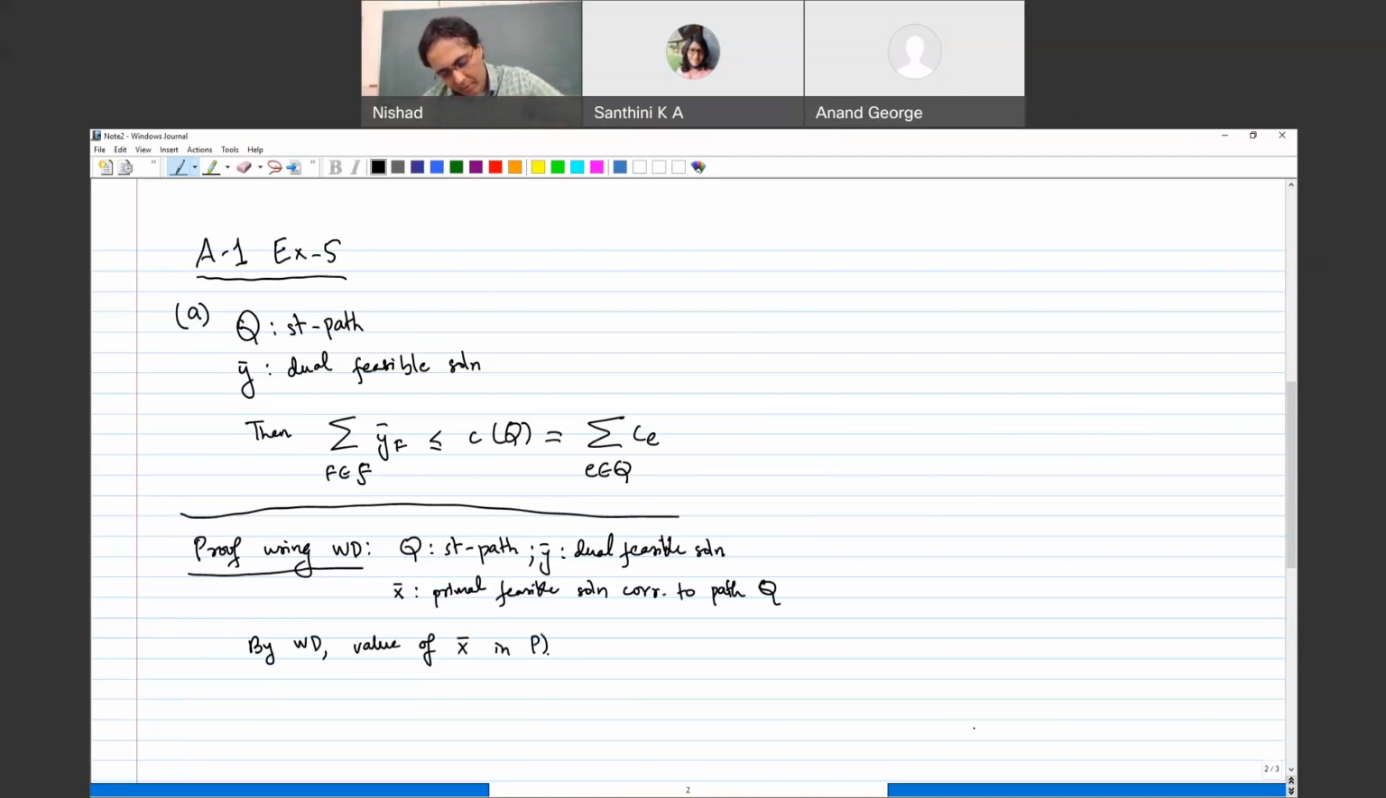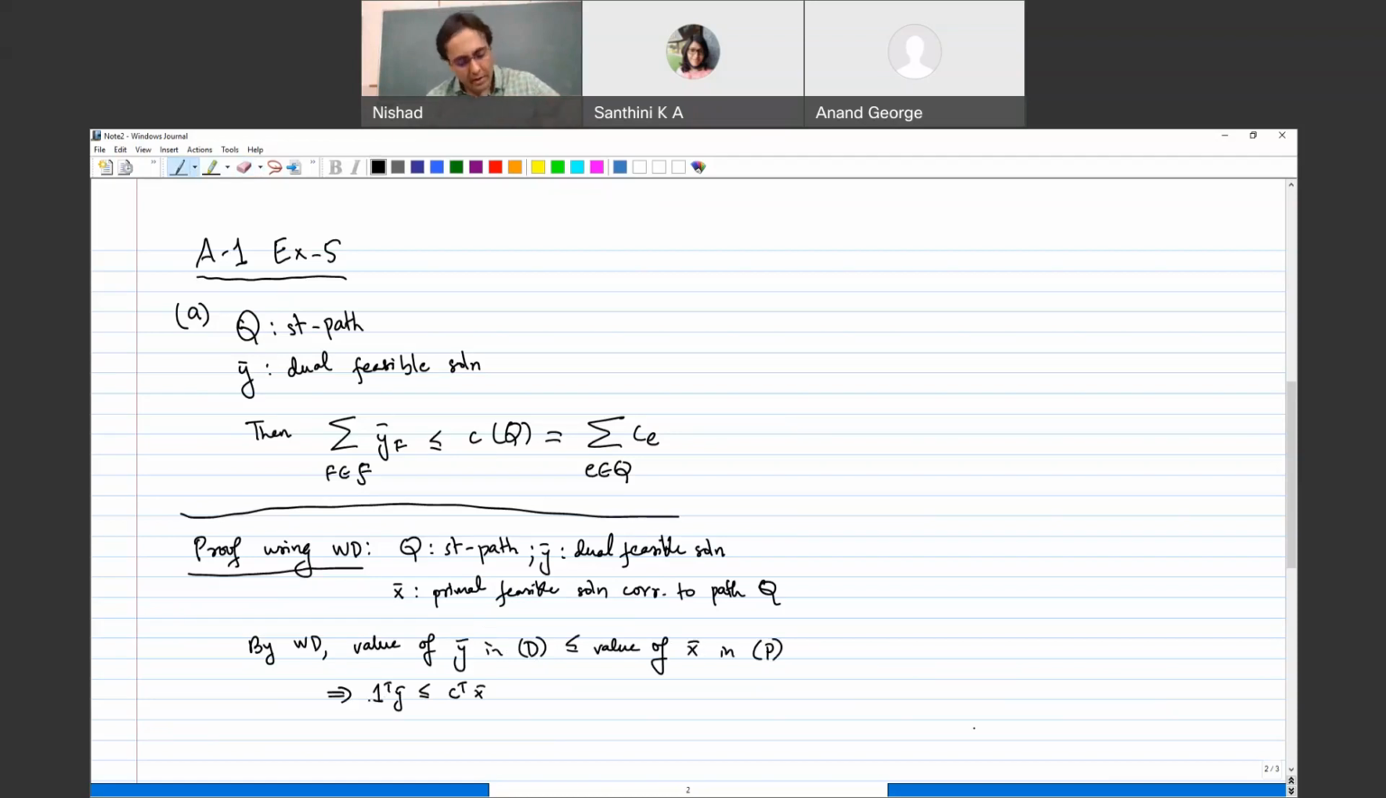in the primal is less than or equal to, let me think about this. No, the primal is a minimization problem, so it is greater than or equal to. Okay, let me just write the value of Y bar in the dual, which is our maximization problem, is less than or equal to the value of X bar in the primal, which is our minimization problem, right? And what does that say? That means that 1 transpose Y bar is less than or equal to C transpose X bar.